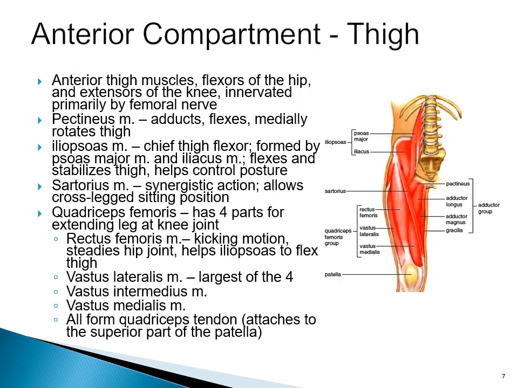The anterior compartment of the thigh, these muscles are known as flexor muscles of the hip and extensor muscles of the knee. They are pectineus muscle, iliopsoas muscle, sartorius muscle, and the quadriceps femoris group, which is the rectus femoris muscle, vastus lateralis muscle, vastus intermedius muscle, and vastus medialis muscle. The quadriceps tendon attaches to the superior aspect of the patella.